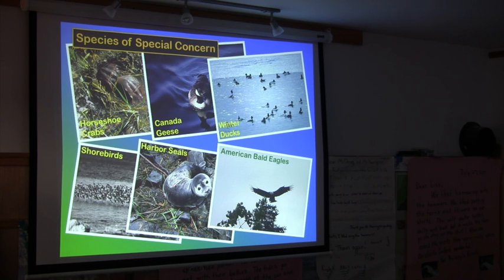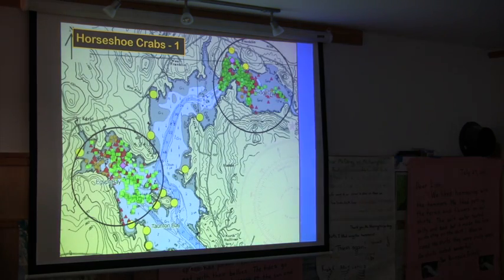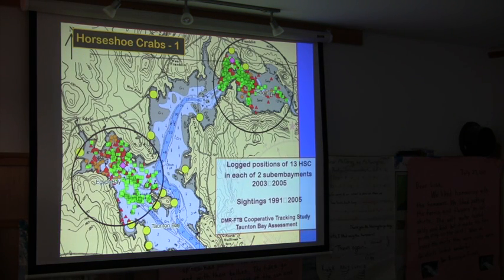Harbor seals depend on not being bothered and on the number of alewives who come into the bay. Eagles, we have five nests in the bay, which is remarkable for a small bay this size. So we have more than our share.